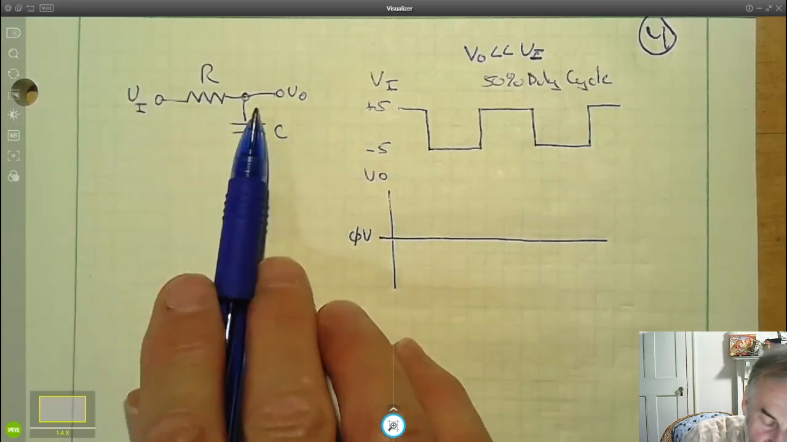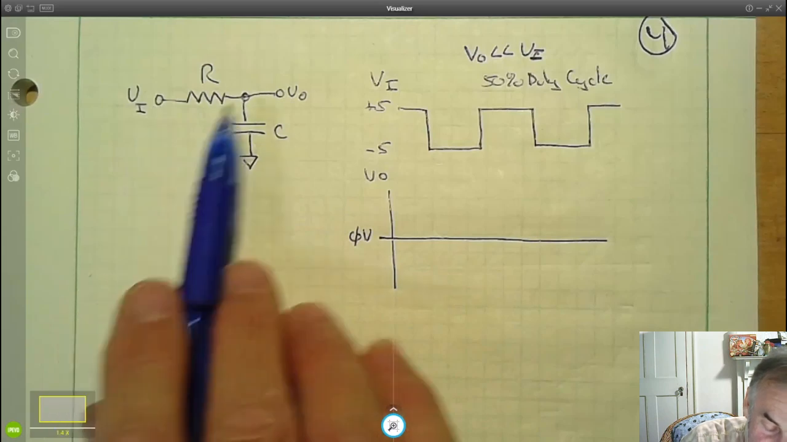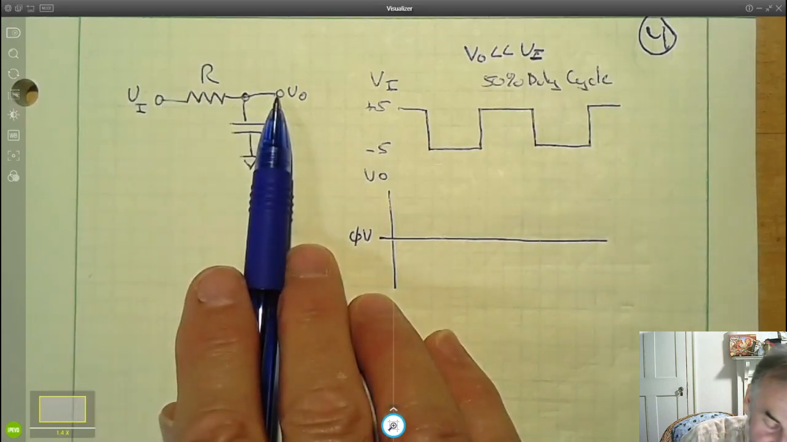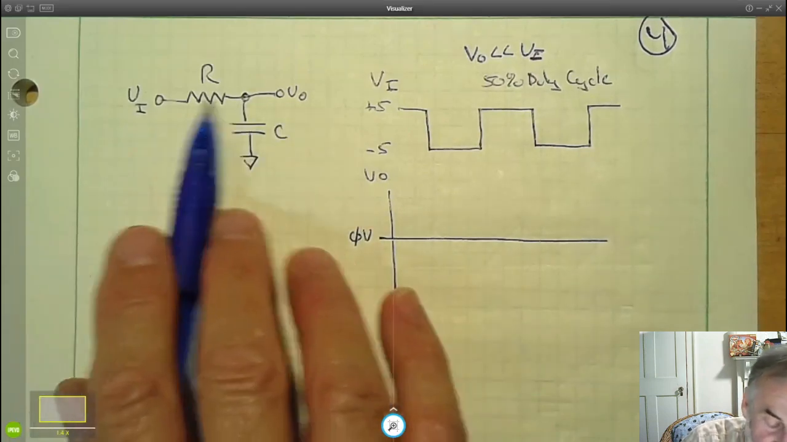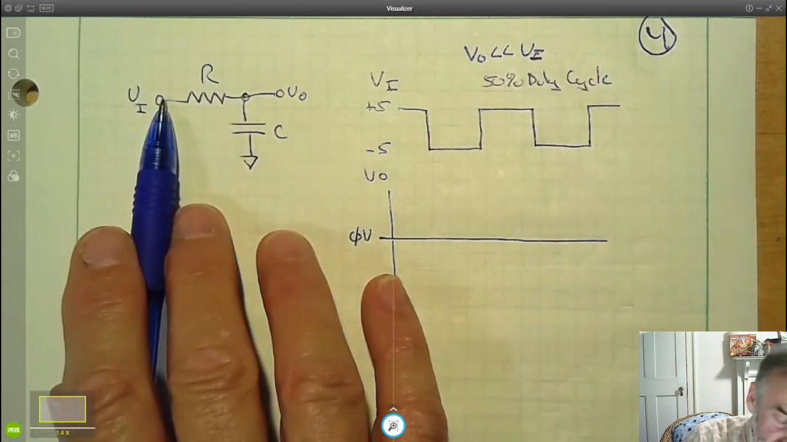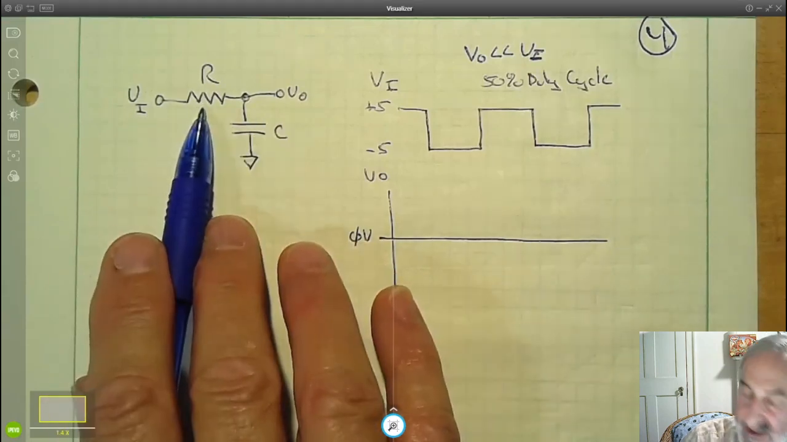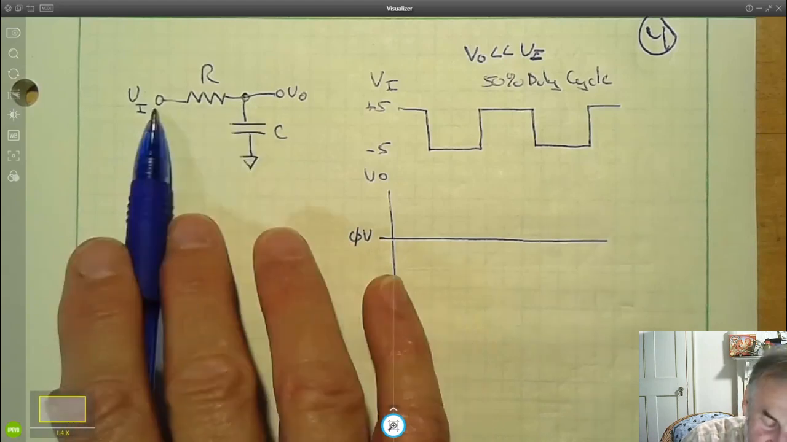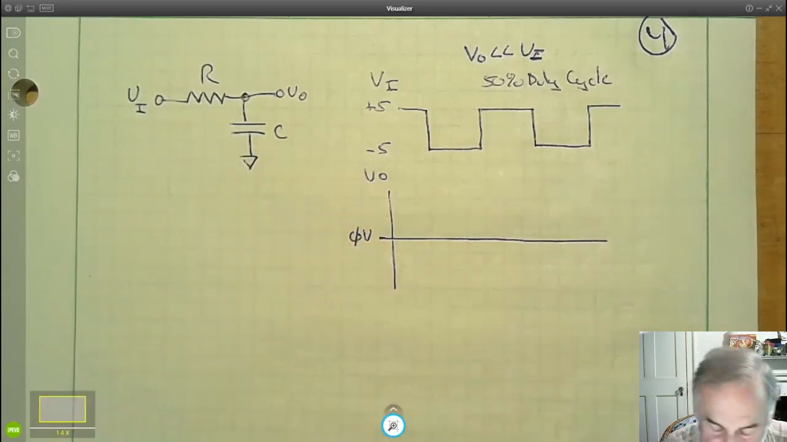Well, we know that the current flowing into the capacitor when V in is positive makes V out go positive, goes higher, dV dt is positive. And when V in is negative, current will flow out and dV dt will be negative. If we assume V out's very small compared to V in, then the current that flows through here is essentially V in over R, because it's V in minus V out over R. And if V out is much, much smaller than V in, most of the time the current will be V in over R, plus or minus a little bit.